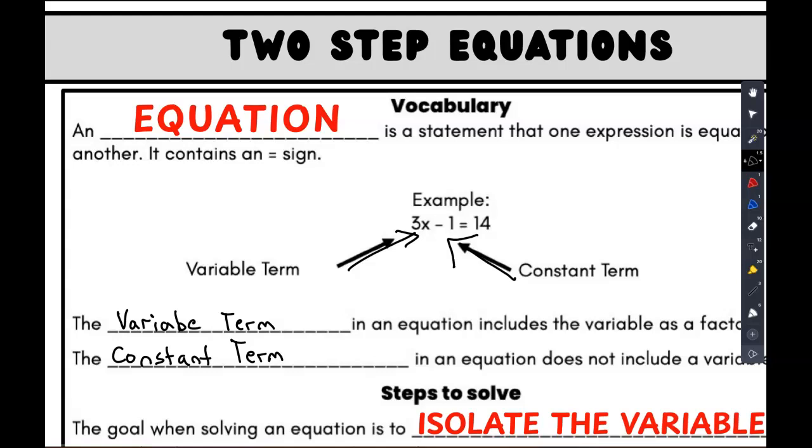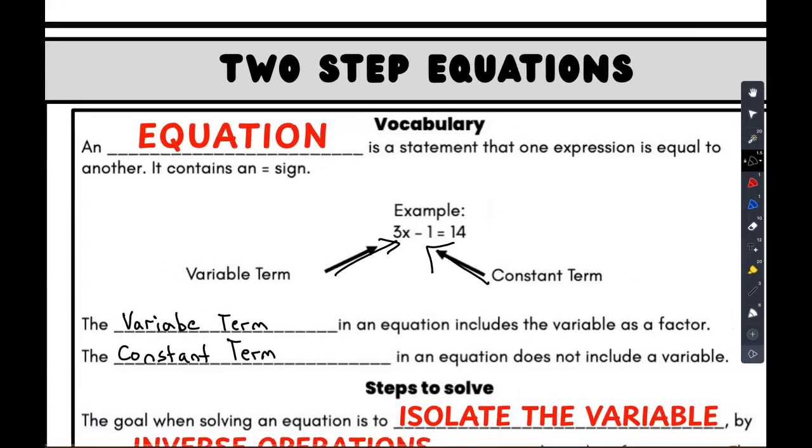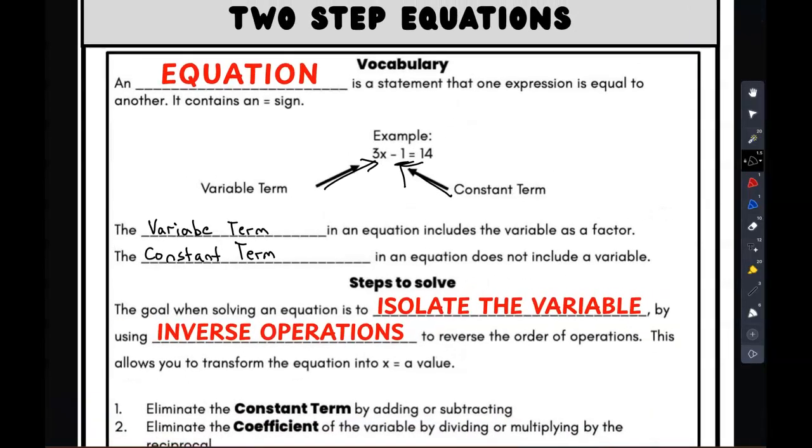Notice the difference. The variable term is a term that includes the variable as a factor. Okay. See how I've got 3 times x? X times 3. That's the variable term. The constant term is the term that does not include a variable. But basically, this is your constant term right here, that negative 1. So the goal when solving an equation is to isolate the variable by using inverse operations, doing the opposite, to reverse the order of operations. This allows you to transform the equation into x equal to some type of value, right?